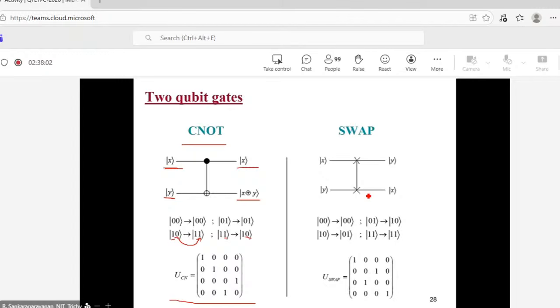Here we have another example called the swap gate. Essentially, it will just swap the inputs. So XY becomes YX. Okay. So that means 0, 0 is unaffected and 1, 1 is also unaffected, but 0, 1 becomes 1, 0 and 1, 0 becomes 0, 1. Similarly for this. Okay. And this is the corresponding matrix representation of the swap operator or swap gate. Okay. So operator and gate both are synonymous.